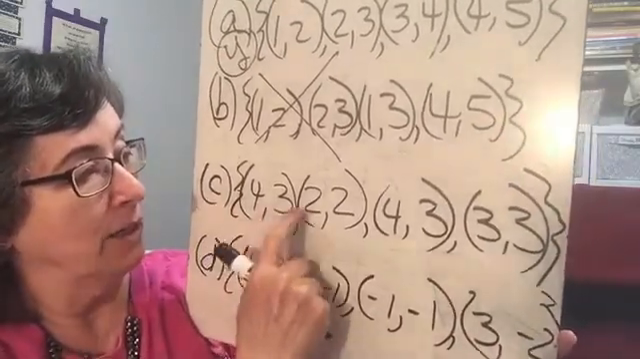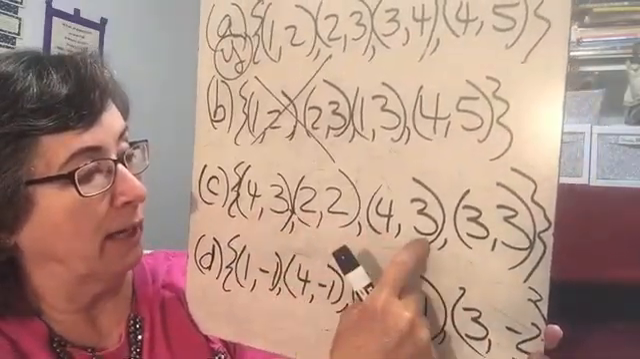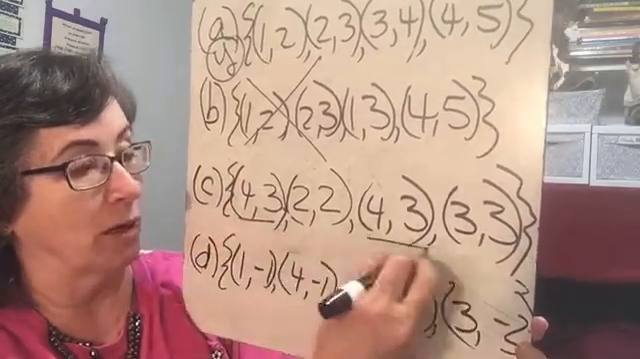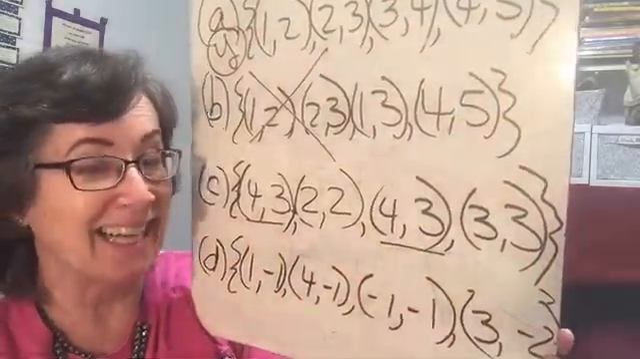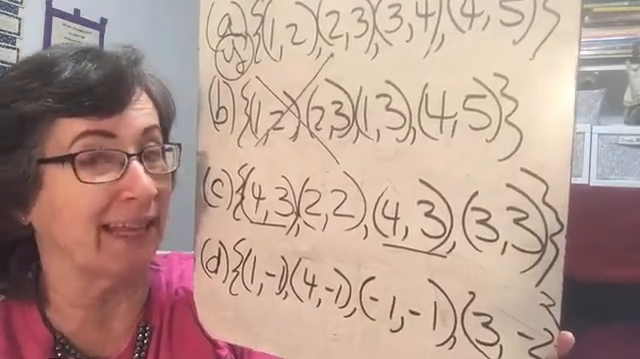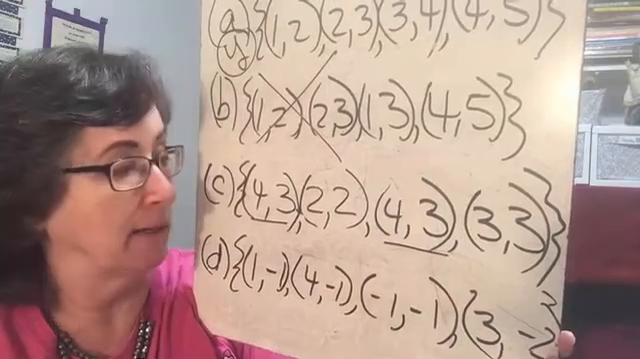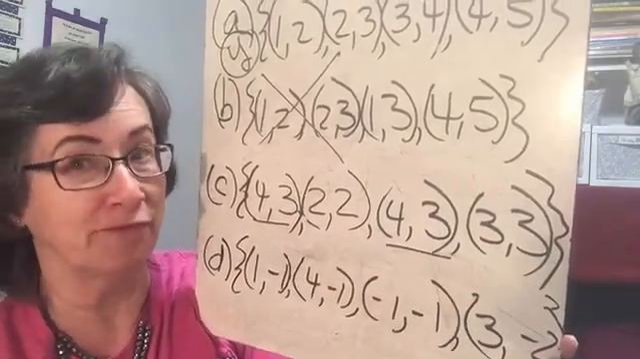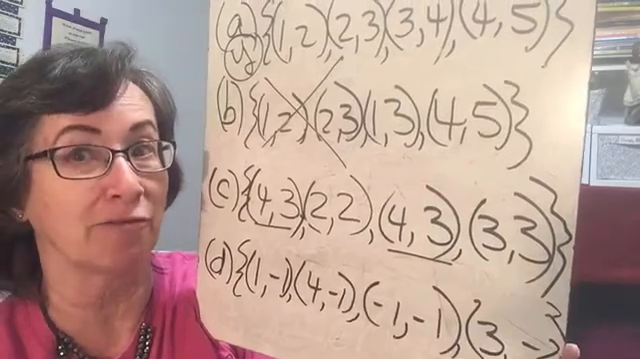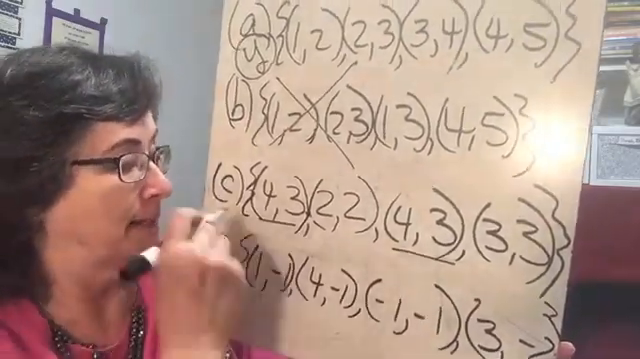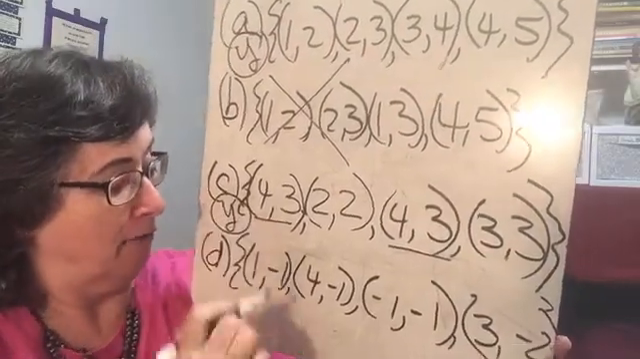4, 3, 2, 2, 4, 3, 3, 3. Okay, I have a 4 and a 4, but since they are both paired with 3, 4, 3, and 4, 3, that is just restating a point. That is not breaking the function rule, is it? The input 4 is paired with the output 3. One and only one output. So yes, this would be a function.